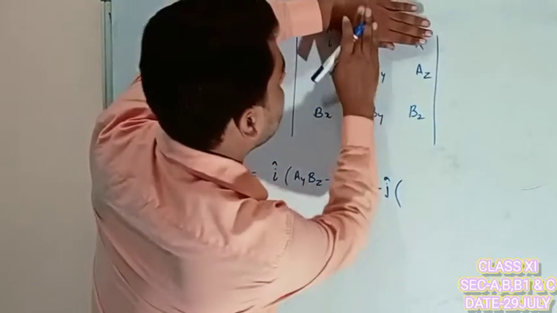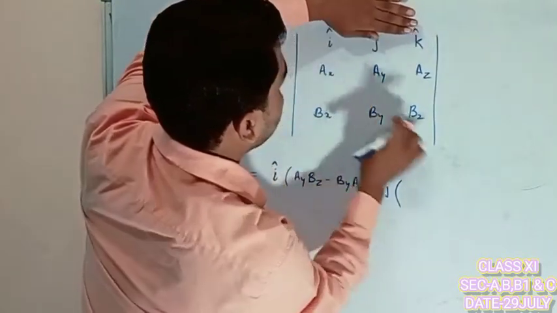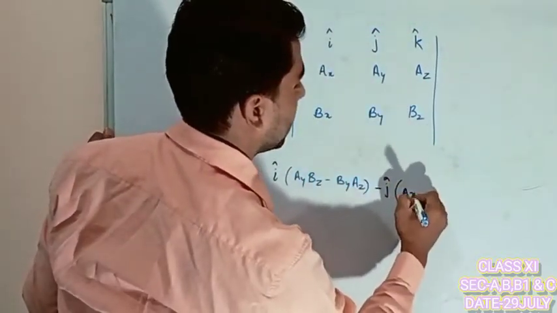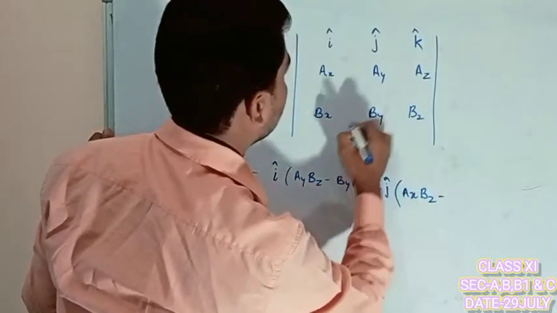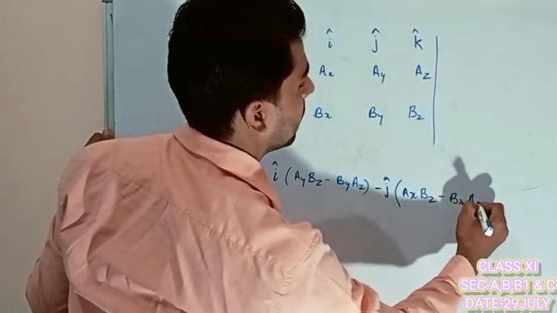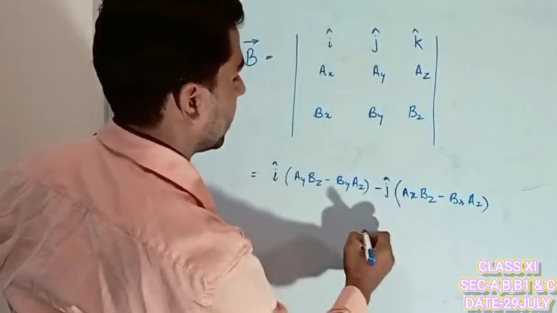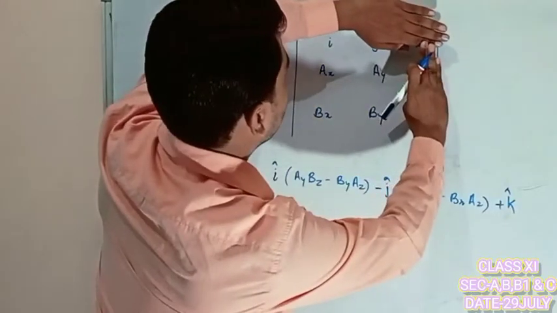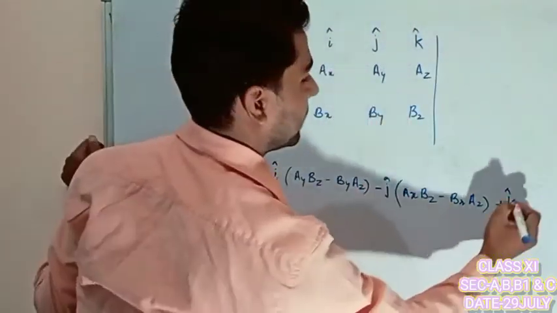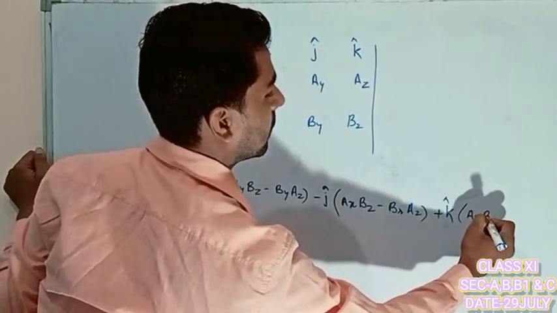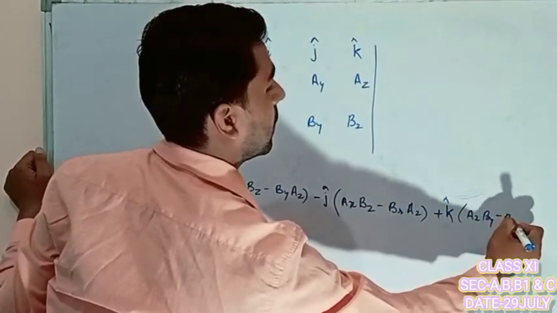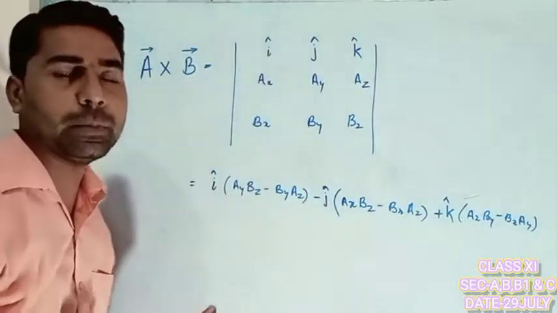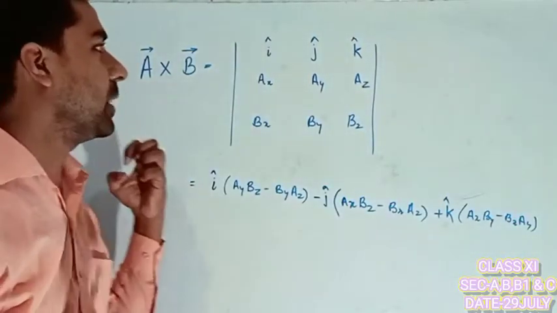Now hide the j line. So what is remaining now? ax bz and bx az. So what will that be? ax bz minus bx az. And the last, plus k cap. Now hide the k cap line. So ax by and bx ay, minus bx ay.